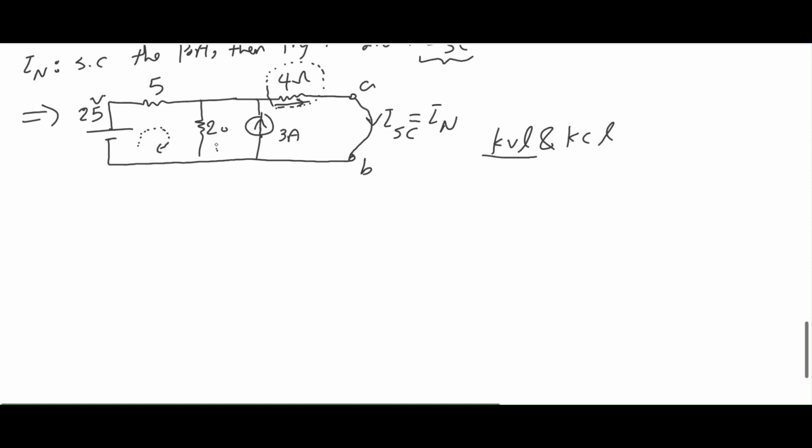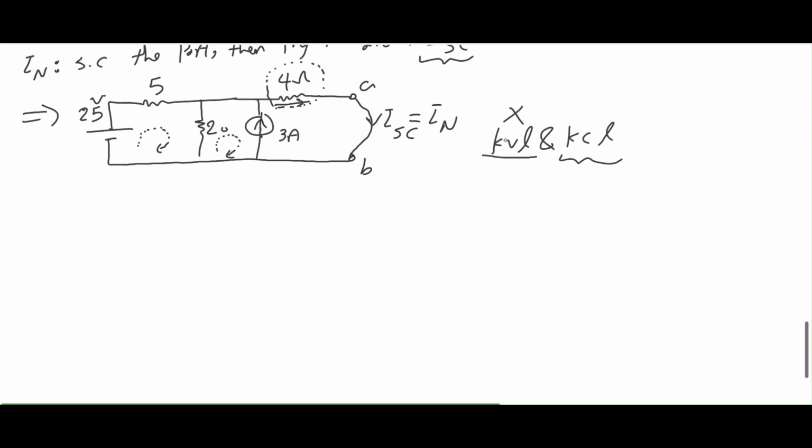But what about this loop? Can I use KVL for this loop? No, I already know the value of current in this loop, which is 3 amp. So if I know the value of current, or in other words, if we have a current source in a branch, there is no value using the KVL method for that branch. So I'm going to just skip KVL.